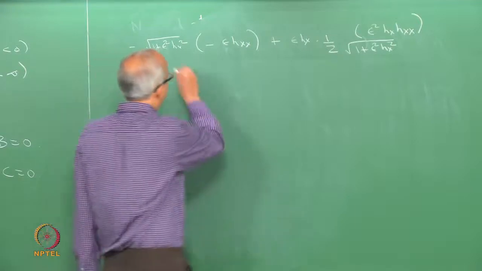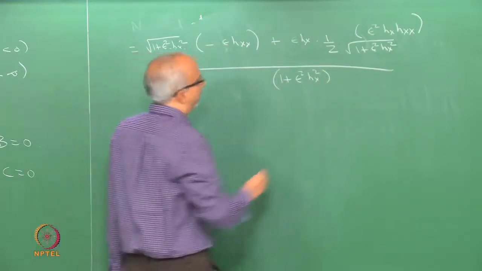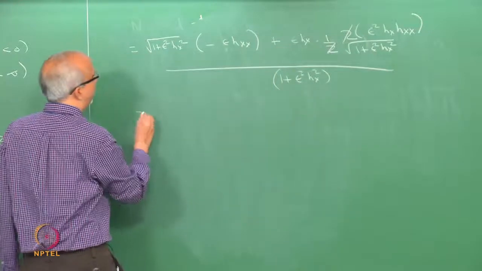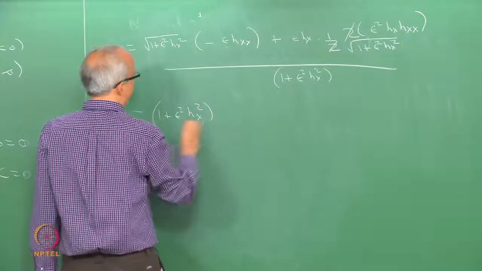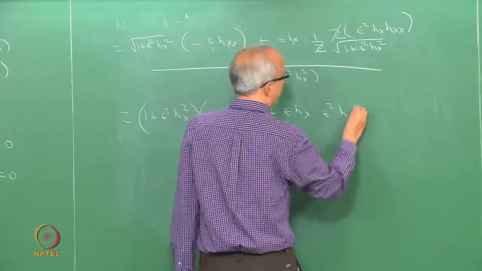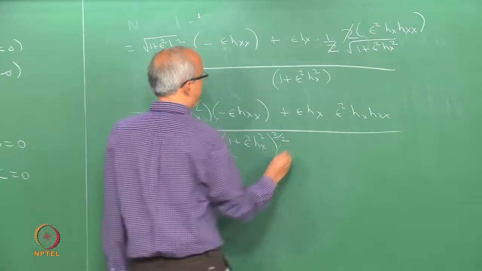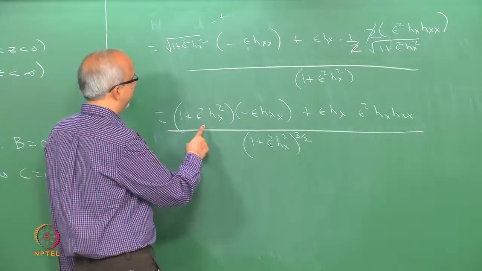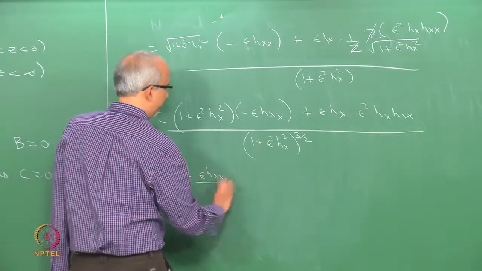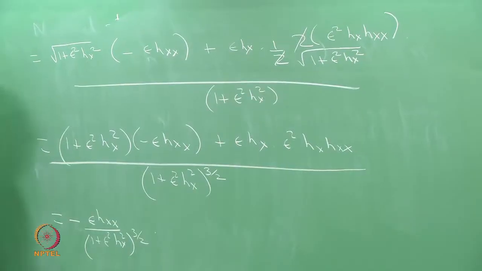The entire thing is divided by 1 plus epsilon squared hx squared, and the 2 should come here. So that gets rid of that. Now I take the LCM of the numerator, and what do I get? 1 plus epsilon squared hx squared times minus epsilon hxx, divided by 1 plus epsilon squared hx squared to the power 3 by 2. And you will see that this multiplied by this knocks off that, and what I am left with is minus epsilon hxx divided by 1 plus epsilon squared hx squared to the power 3 by 2. That is your actual curvature.